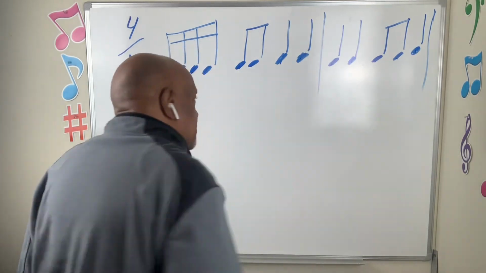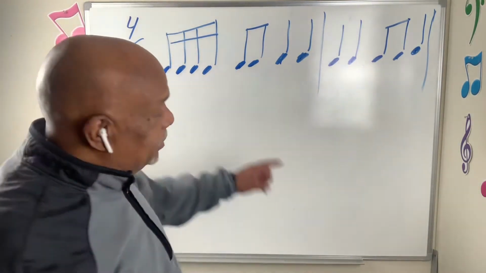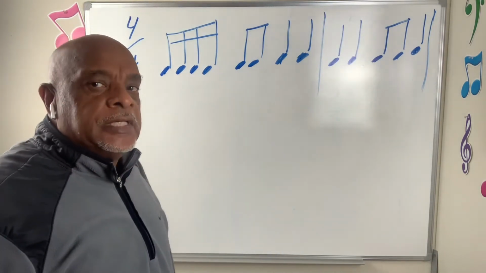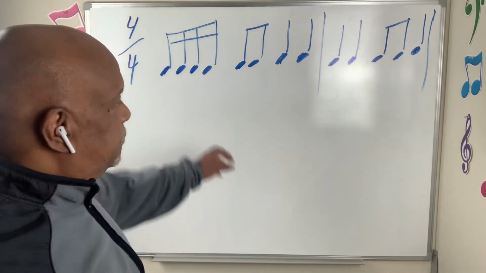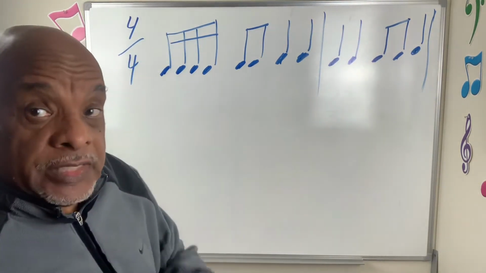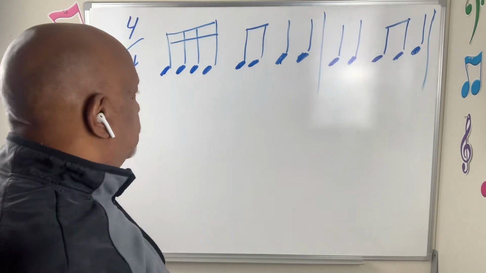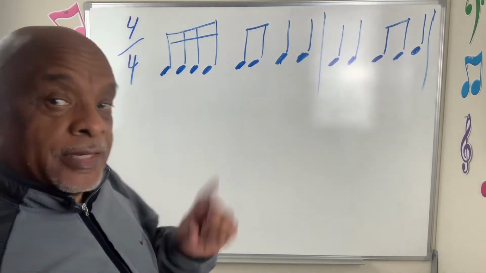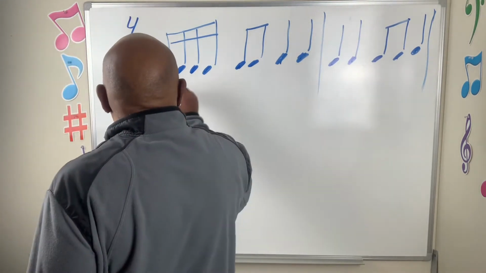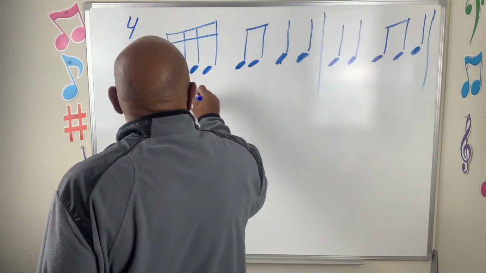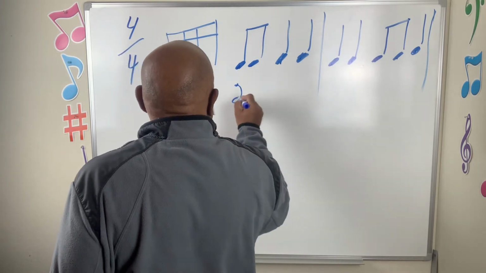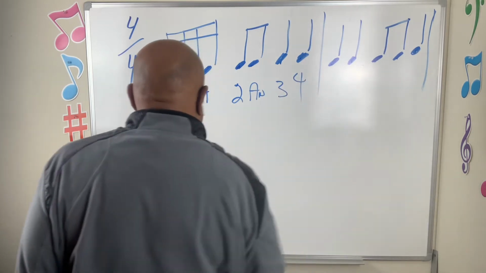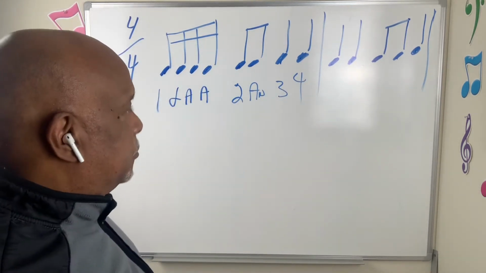All right, now let's look at that first measure. Does this first measure have 4 beats in it? I want you to look at it and count this first measure to see if there are 4 beats in this first measure. All right, got it? Let's see. That's 1 E and a, 2 and 3, 4.